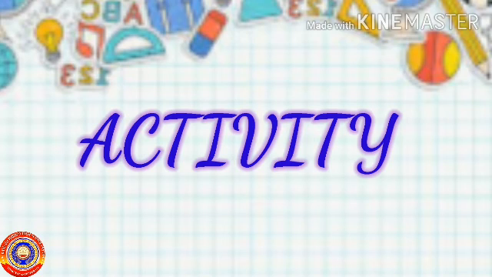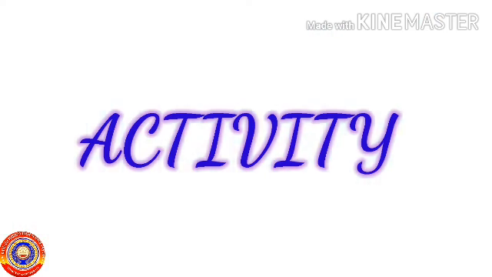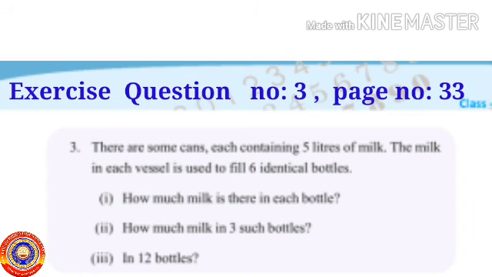Here is an activity for you from the textbook, page number 33. There are some cans, each containing 5 liters of milk. The milk in each vessel is used to fill 6 identical bottles. First one, how much milk is there in each bottle? Second one, how much milk in 3 such bottles? And third one, in 12 bottles.